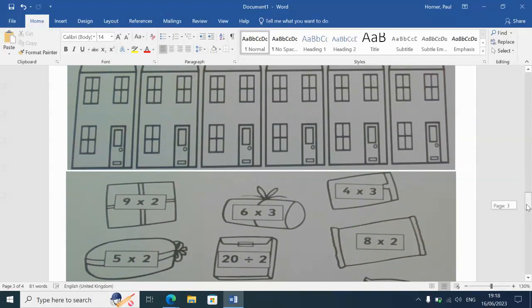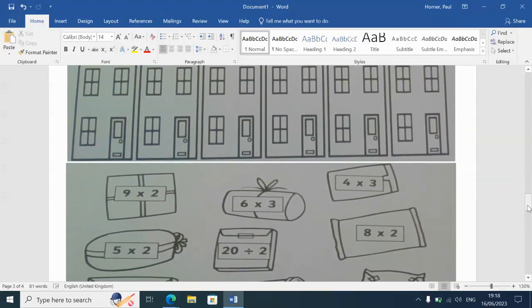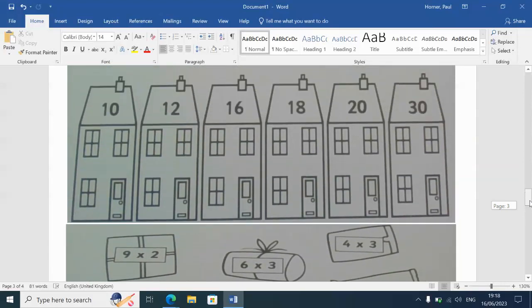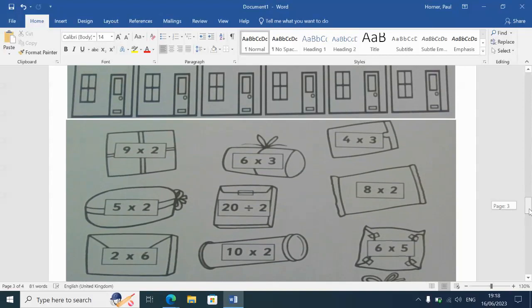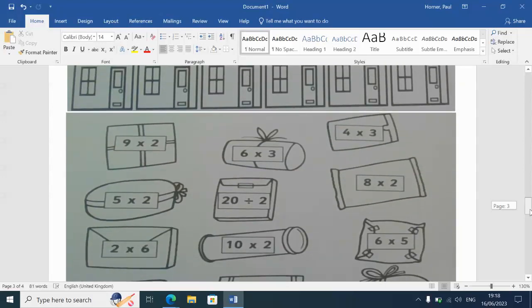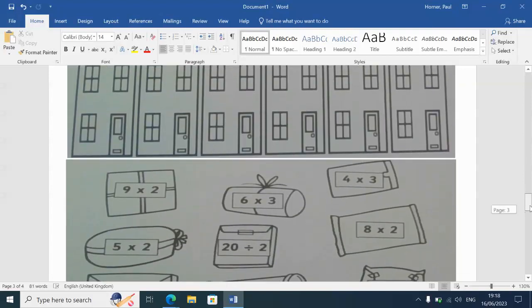5 times 2 is 10. Okay, yep, 10. 20 divided by 2 is 10. And then 8 times 2 is 16. Yep, 16. And then the next row. 2 times 6 is 12. 10 times 2 is 20. Okay, so 12, and then we've got 20. And then 6 times 5 is 30. Okay, 30's at the end of the row there.